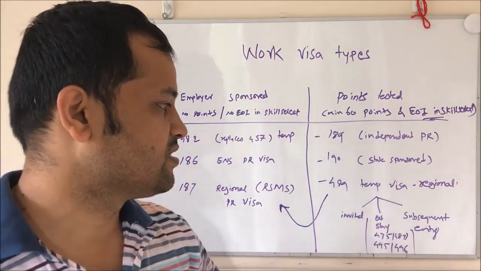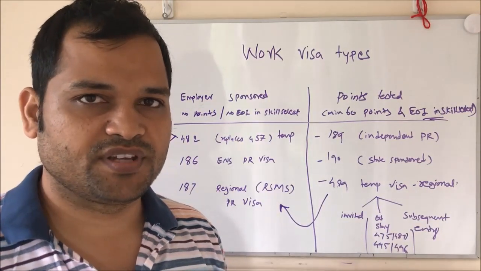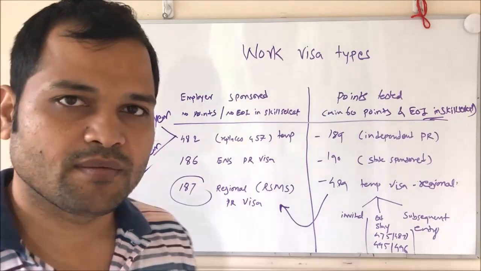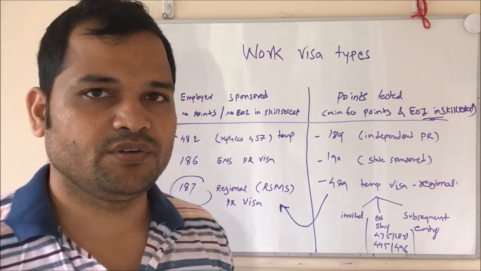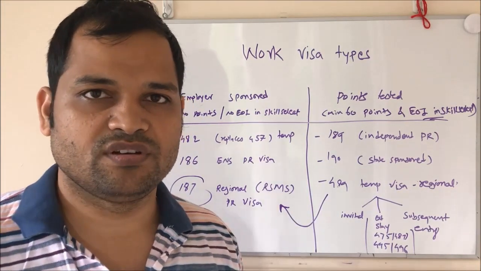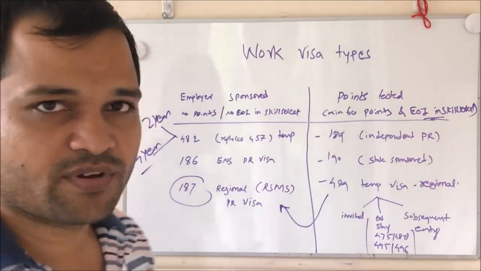And the last one is subsequent entry. So 489, as I said, it is a temporary visa, but it can be converted into a PR visa. That is 187. But for that you will need employer sponsorship. And to be able to apply for any of these visas, your occupation has to be in the occupation list.